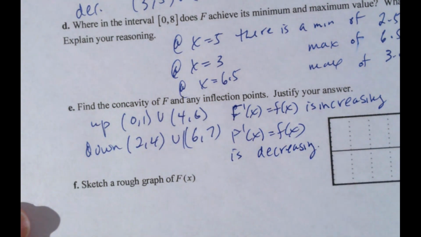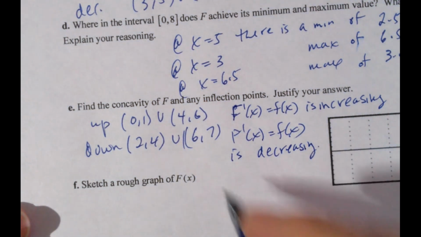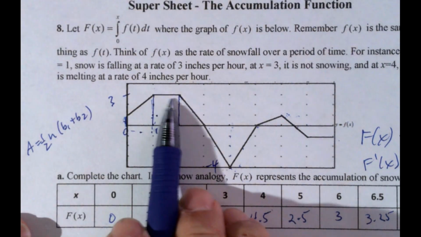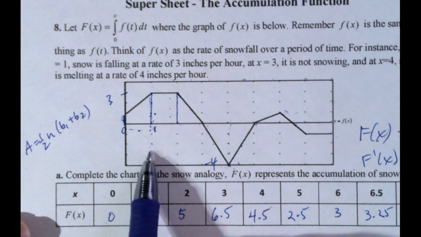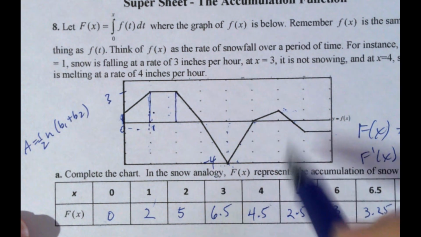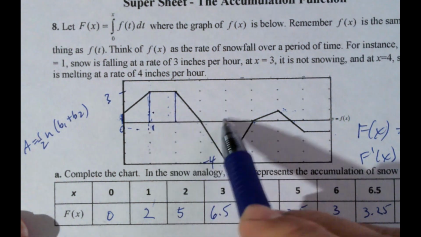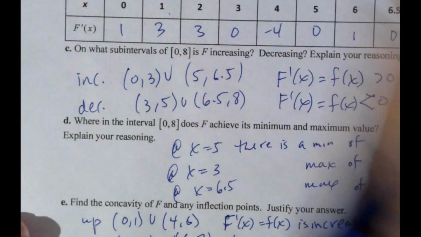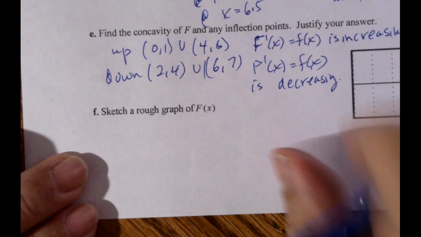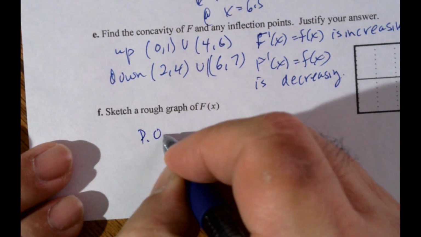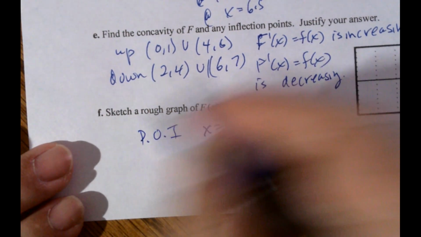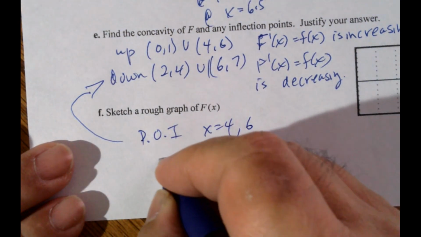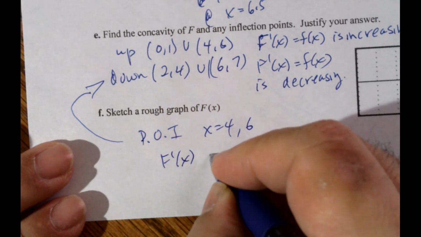All right, and any points of inflection. So there are points of inflection. We're not going to count this kind of thing as a point of inflection. You could argue that x equals 1 or x equals 2 are points of inflection. But we are going to definitely say that x equals 4 is a point of inflection, and x equals 6 is a point of inflection. So my POIs are at x equals 4 and 6. Remember, this is for E, not F, because the f prime of x reaches an extrema.